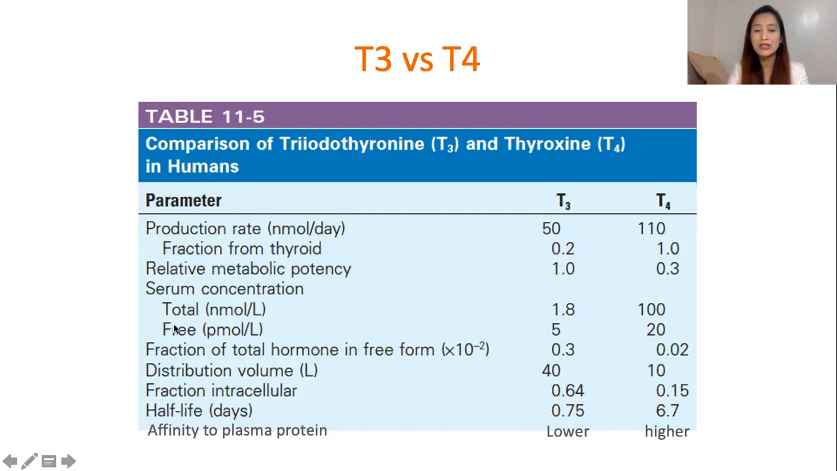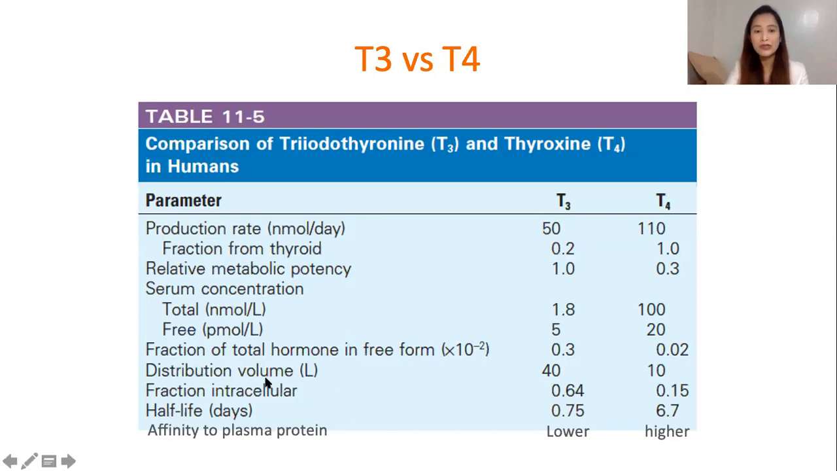In terms of serum concentration, you will have more total and free T4 simply because the thyroid gland produces more T4. But the fraction of total hormone in free form will be more for T3. Why? Because it needs to be free in order to be metabolically active. If it's bound to your TBG, it cannot act on the peripheral tissue. That's why more T3 is in the free form, because it's the one that's more metabolically active, and it's also the one utilized by the peripheral tissues more than T4.